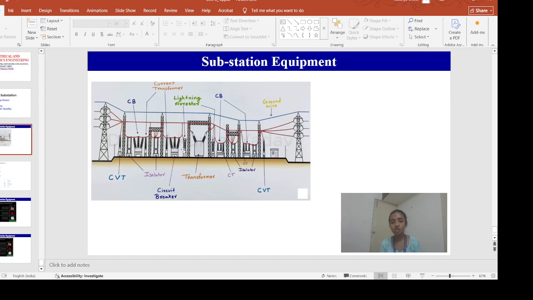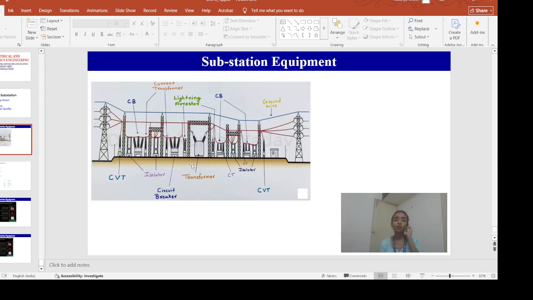Then at the two adjacent sides of the transformer, we have the lightning arrestor. This is one lightning arrestor, this is another lightning arrestor. In short, we call it LA. Suppose during a thunderstorm we have lightning. Due to that, if the voltage in the transmission line suddenly increases, that voltage will also come into the transformer, and your transformer may get damaged.